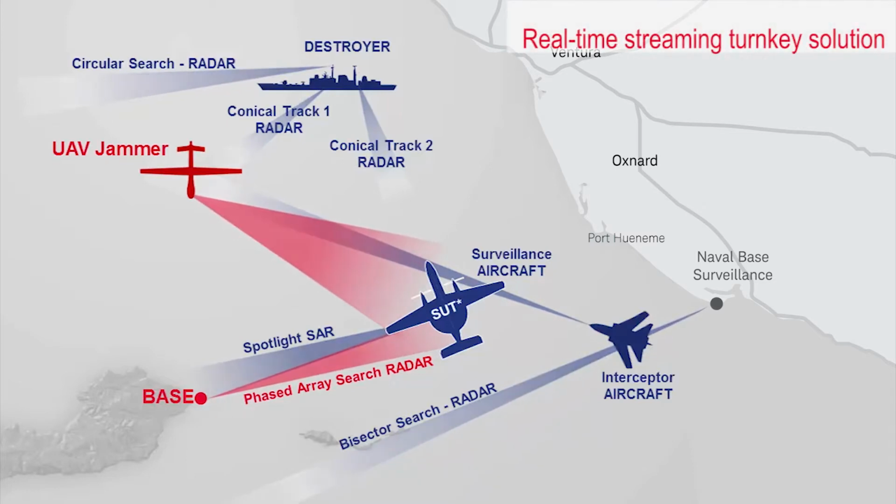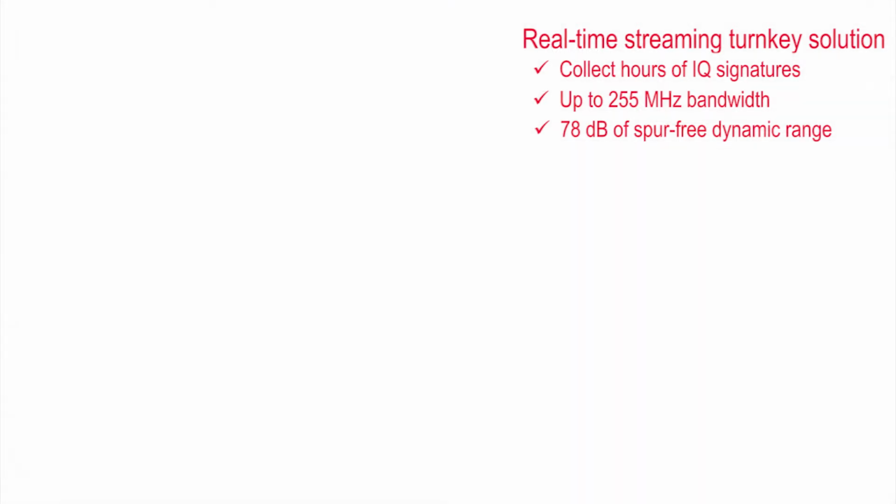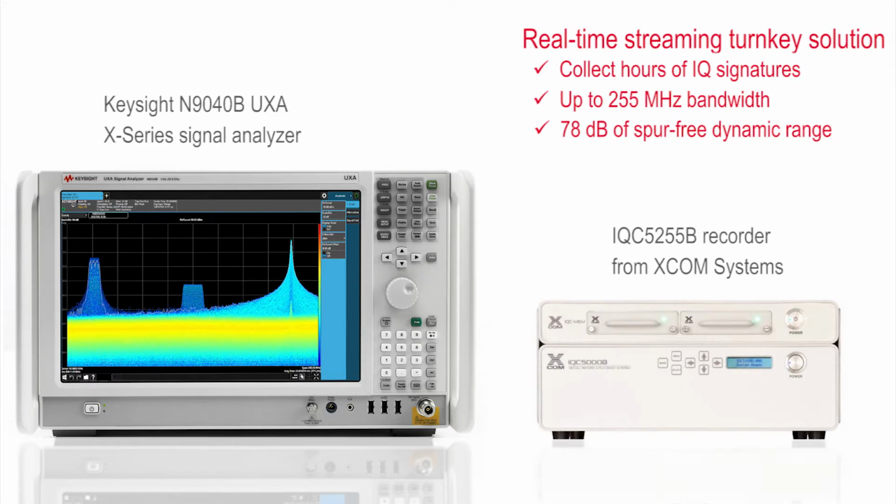Our real-time streaming turnkey solution makes it easy for you to collect hours of IQ signatures at bandwidths up to 255 MHz and 78 dB of spur-free dynamic range. It consists of a Keysight UXA X-series signal analyzer with real-time IQ data streaming option and an IQ recorder from one of Keysight's solution partners, X-COM Systems.